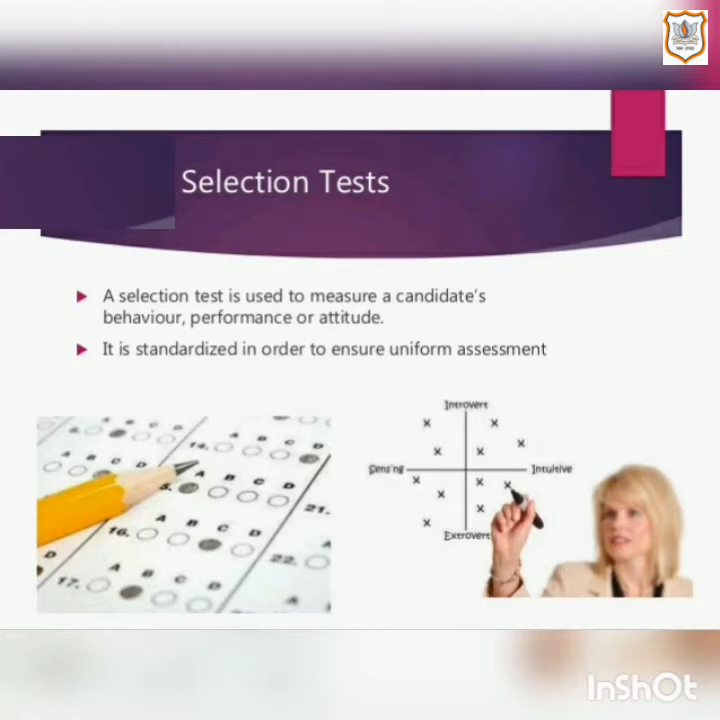So after screening of applications, if the application is accepted, the third step is the selection test. That means some necessary tests are taken of those whose applications are accepted. So let's read it. A selection test is used to measure a candidate's behavior, performance, or attitude. So such tests are taken to know more about the candidate, like their behavior, performance, or attitude. It is standardized in order to ensure uniform assessment. It is the same for all so that we can know about each and every candidate. So it is in a uniform manner.